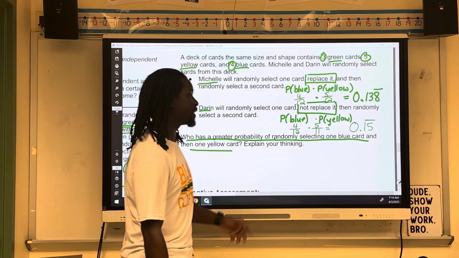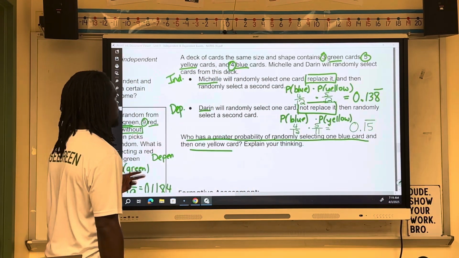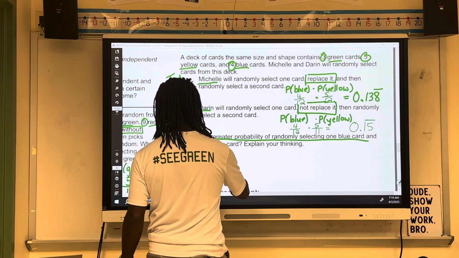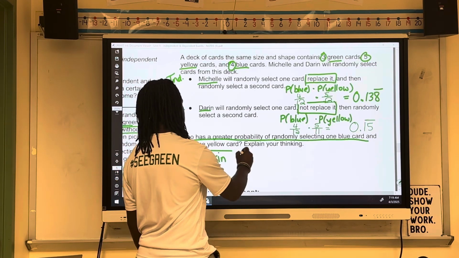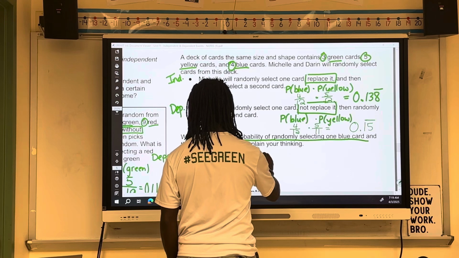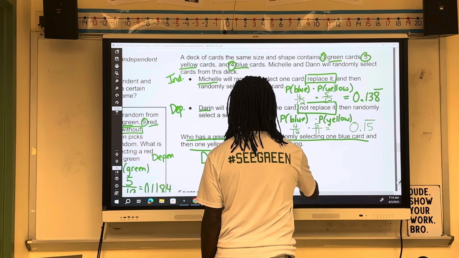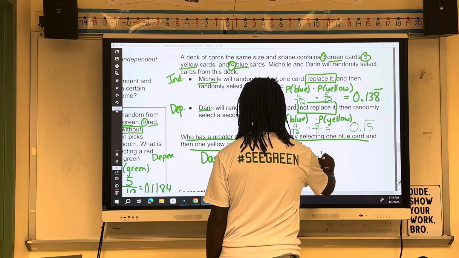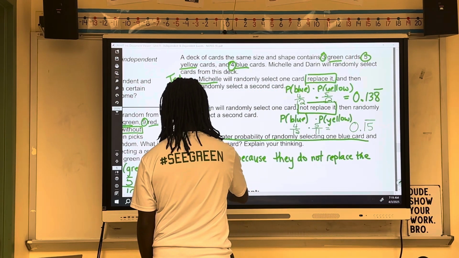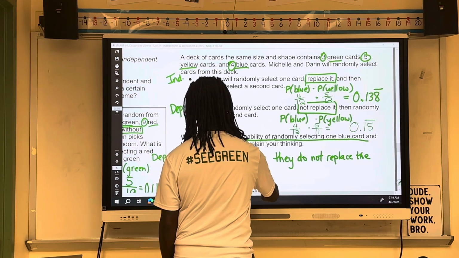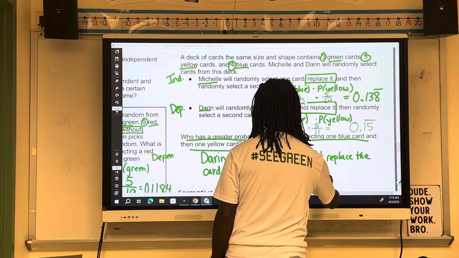So who has the greater probability? Who has the greater probability of getting one blue and one yellow? Well, the answer is Darren. All right. Darren has a greater probability of selecting one blue and one yellow because they do not replace the card and have fewer cards on the second pull.